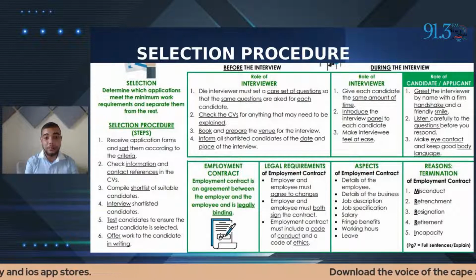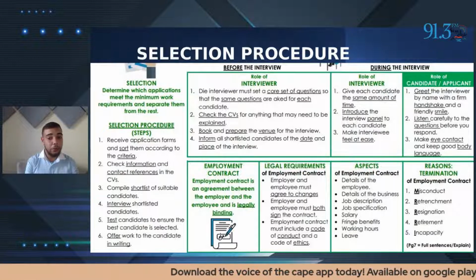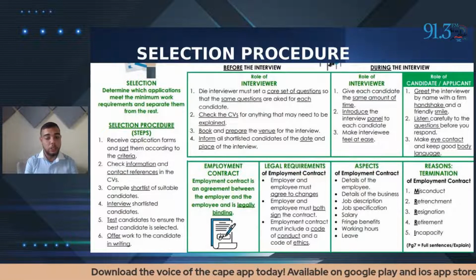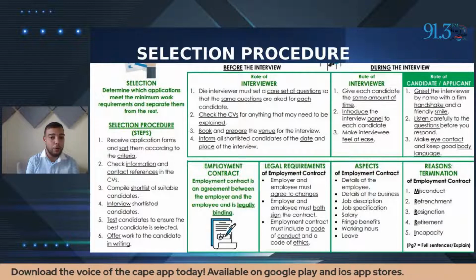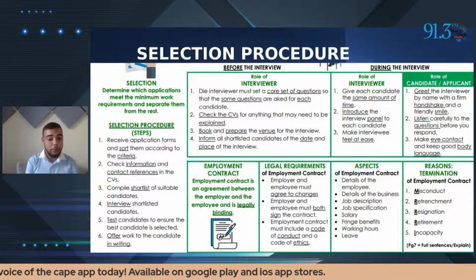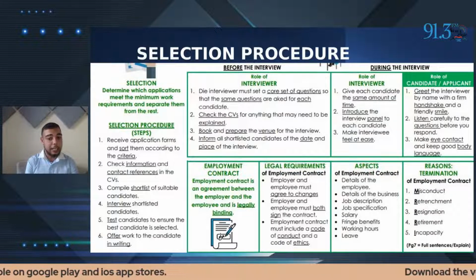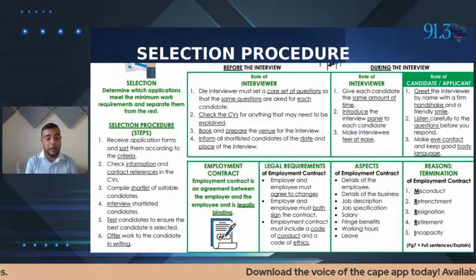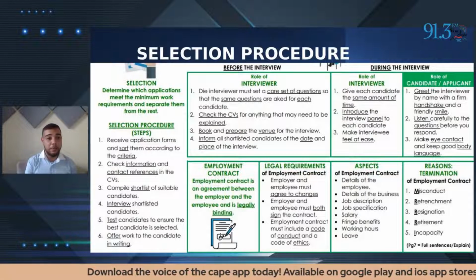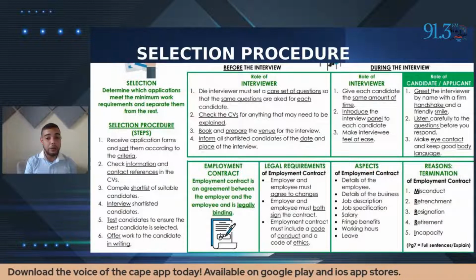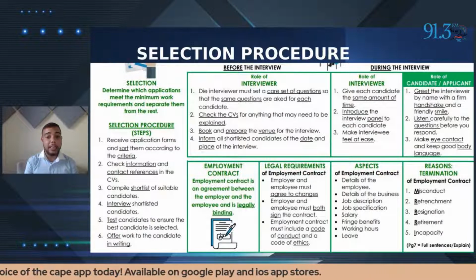The aspects of the employment contract should be details of the employee, details of the business, job description, remember, describing what the person is going to do, then job specification, what qualifications the person needs, salary, fringe benefits, so the benefits the employee will receive, such as maybe housing benefits or car allowance, working hours, and then leave.